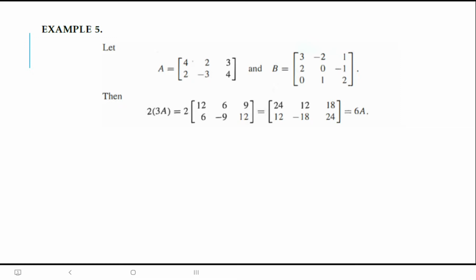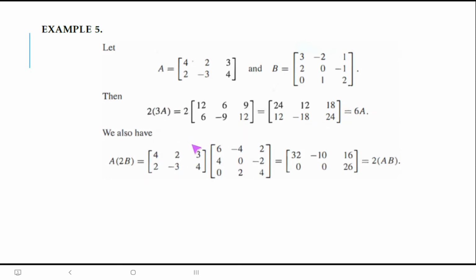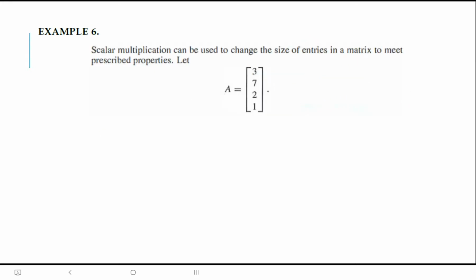Okay? So here we have matrix A and matrix B. So 2 times 3A is just equal to 6A. So pag kinumpute nyo si 6 times A, pareho lang siya sa 2 times 3A. And similarly, we have A times 2B is just equal to 2 times AB. So nilabas lang natin yung scalar dun sa matrix product. Okay? Parang inilabas natin siya.